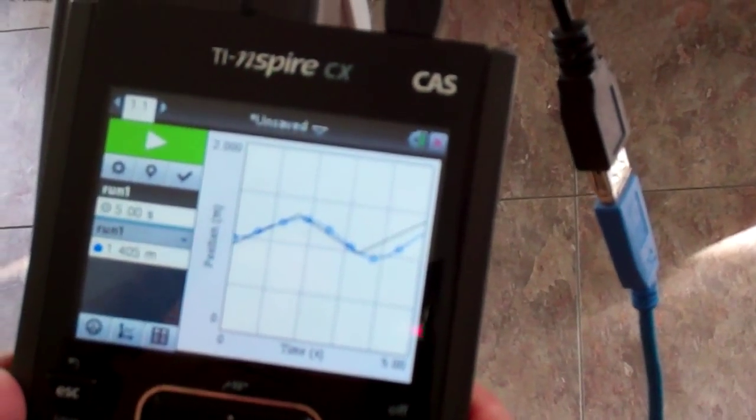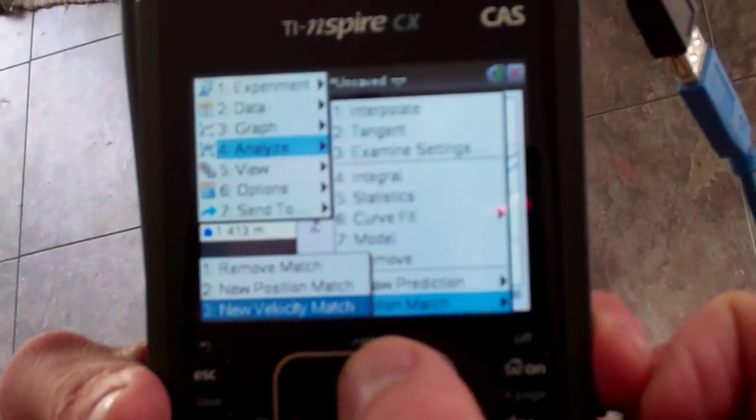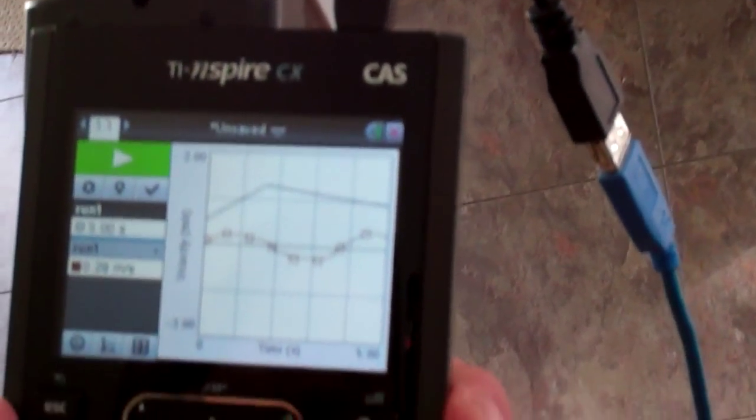So yes, velocity match isn't going to be quite as smooth. It's tough to get it. Let's do a new velocity match. And so we start out and we're having positive velocity the whole time. Starts out with a slow positive velocity.